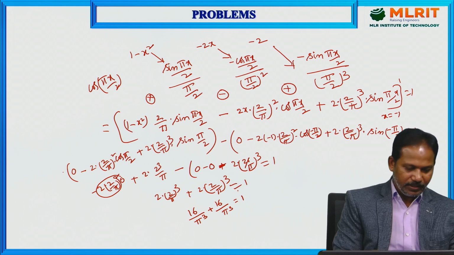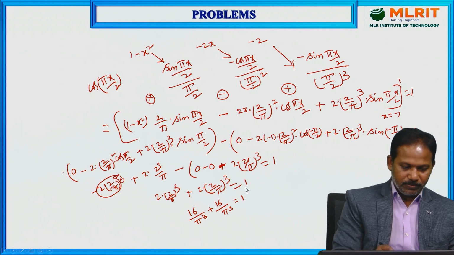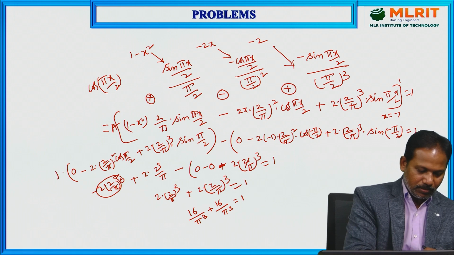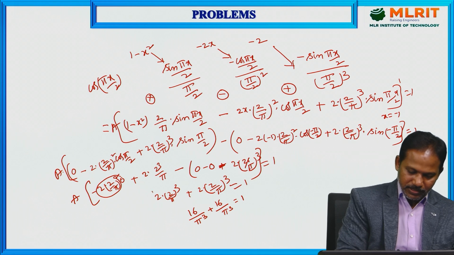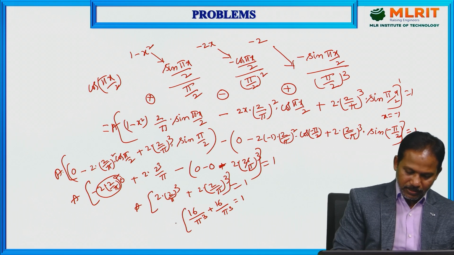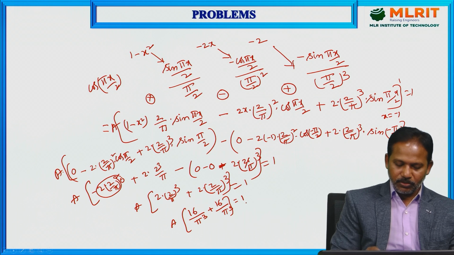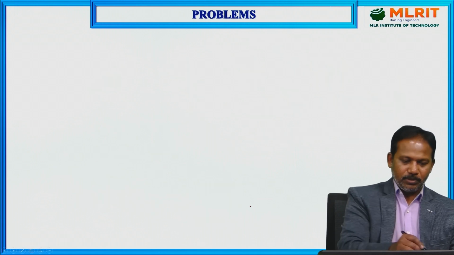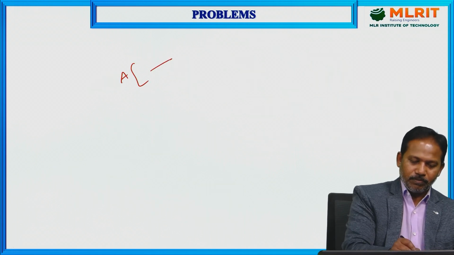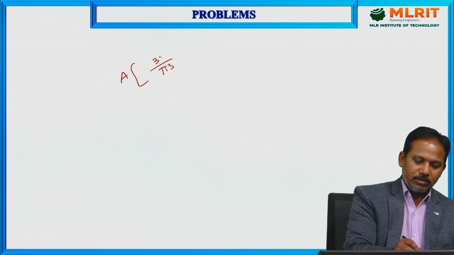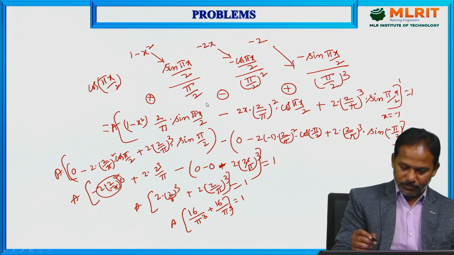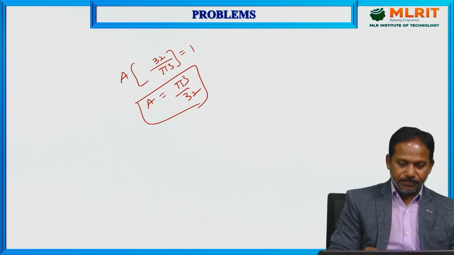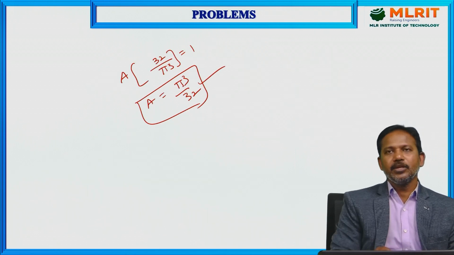Sorry, wait one minute. Here I need to write the value a, the constant. A into this total function, that is a into this, equal to 1. So we can write a into 32 by pi cube, since the LCM gives 32, is equal to 1. That is, a equal to pi cube by 32. So that is the value of a: pi cube by 32.